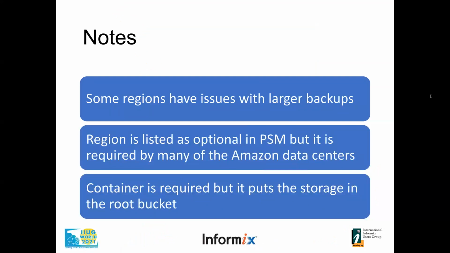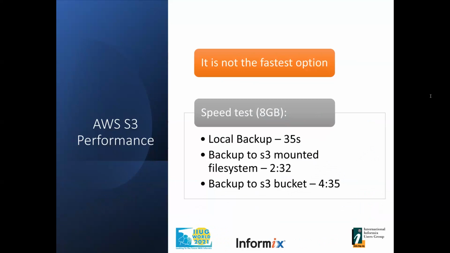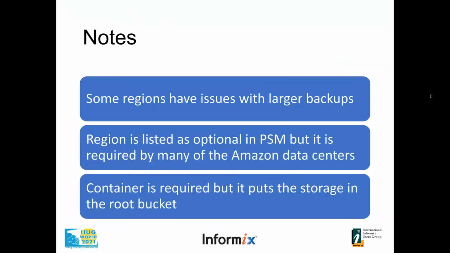Region is listed in the docs as optional when you're actually defining the device. I found it's not actually optional. If it wasn't set, a number of the Amazon data centers that I tested with would not allow me to connect to S3. I had to provide the region flag. Back to it. The region flag here, second to last option. Otherwise, it did not work. So just mentioning, if you're looking through the IBM docs, I don't really view that one as optional.